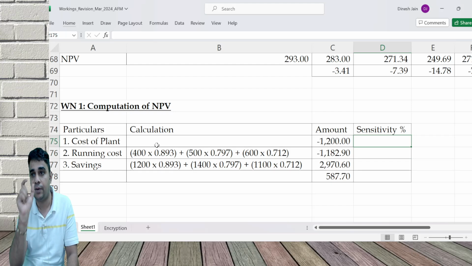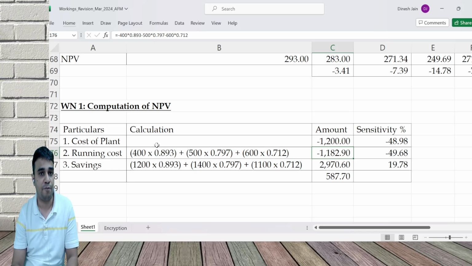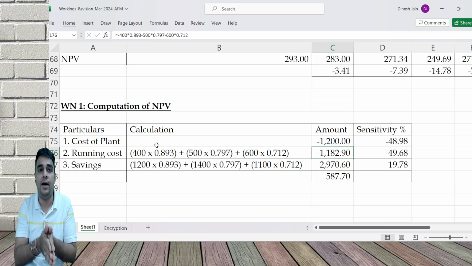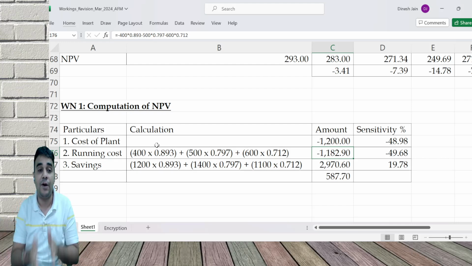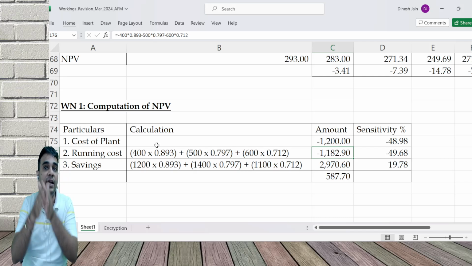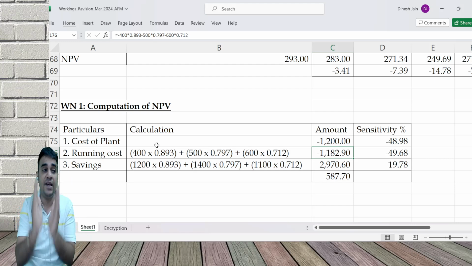The formula for sensitivity is change by base. So the change is 587, and the base is these three numbers. I have the base directly here. The denominator is the cost of plant, from 1200. If it increased by 587, the project is rejected. From 1182, if running cost increased by 587, the project is rejected. And if savings from 2970 go down by 587, the project is rejected.